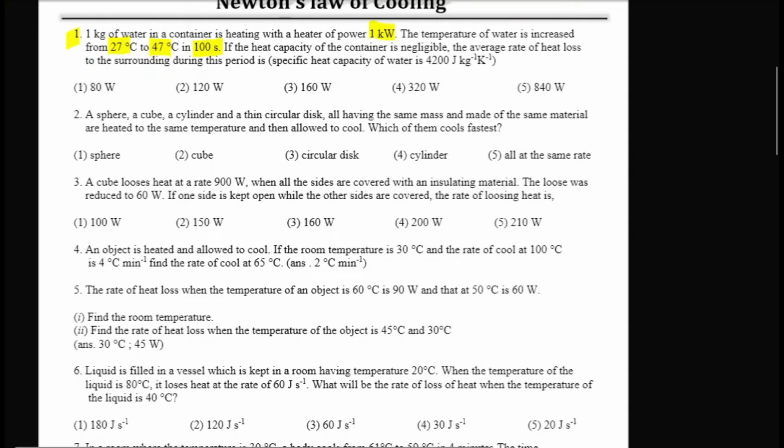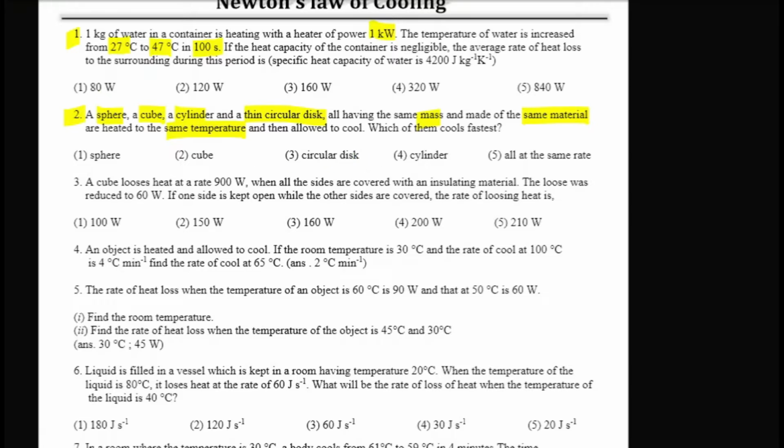So let us go for the second problem, which says there is a sphere, a cube, a cylinder, and a thin circular disc. All are having the same mass and made out of the same material, heated to the same temperature and then allowed to cool. Which of them cools fastest? Now this is an argument problem. You cannot use calculations to get the answer, guys. You just have to get the answer argumentally, so you will have to make some assumptions.